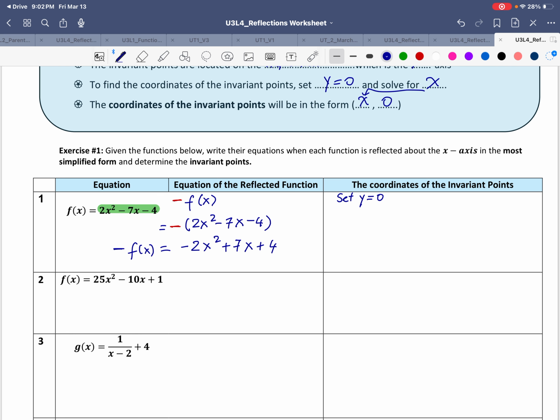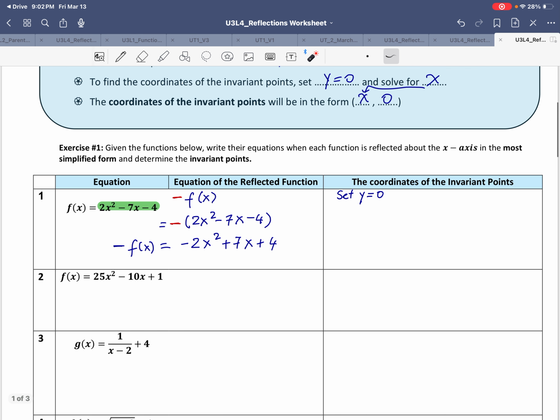So one thing that I want you to think of right now is if you want to find the invariant points and you set y equal to 0, now thinking that invariant points belong to both equations, then we must think that it wouldn't matter which equation we use to find the invariant points because they are points that belong to both graphs. However, if you were to choose, you would choose the given function. And the reason why is because when we transform a function, there are possibilities of making errors.